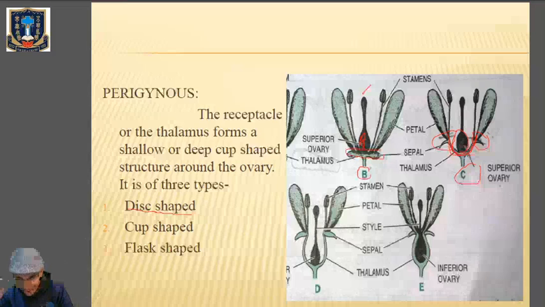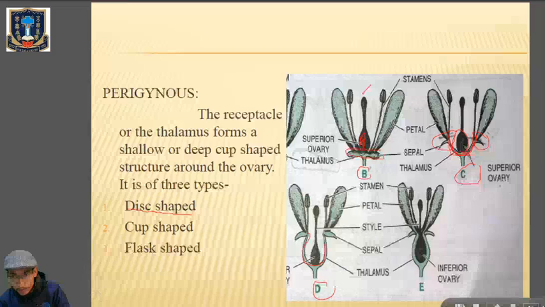In the flask-shaped perigynous flower, that is figure number D, the margin of the thalamus grows upward. It is further growing upward. If you look at structure D and C, you can compare the structures of the thalamus. Here, in the case of the flask-shaped perigynous flower, the thalamus grows upward and produces a hollow flask-like structure, and at the bottom we will find the presence of gynoecium, and the remaining parts of the flower are present at the mouth of the flask. This is the mouth of the flask.